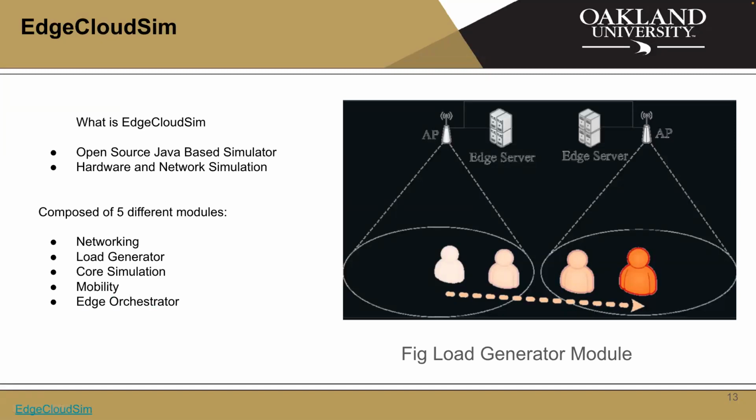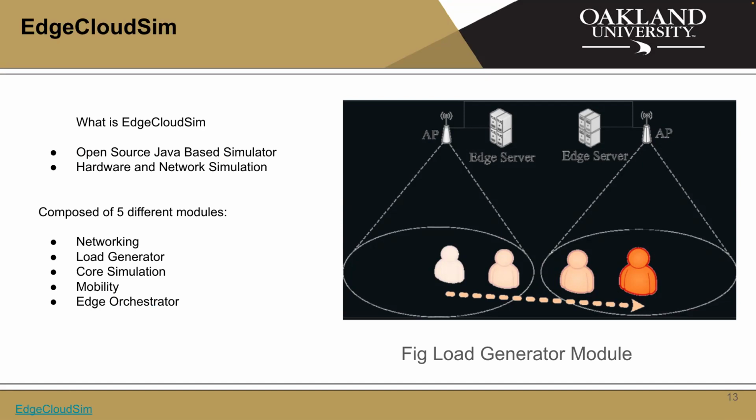So Edge Cloud Sim is composed of 5 different modules, one being networking, which manages the data transmission over networks and behavior within the edge computing environment, including the latency, bandwidth, and packet routing. Load generator provides the realistic workloads that simulate what is being requested from edge computing. Tasks are generated in accordance with a Poisson distribution, meaning it will give the probability of a discrete outcome. Core simulation provides the necessary infrastructure that is needed to model the edge cloud scenarios.